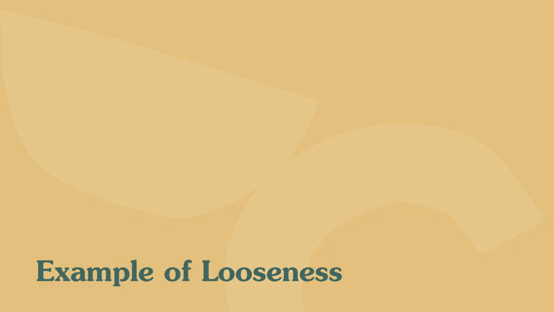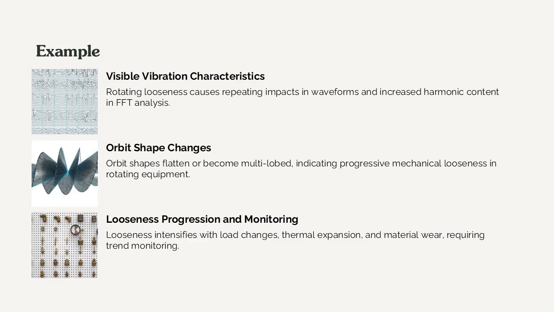Example of looseness. This slide provides a practical example of rotating looseness, describing a real-world scenario such as a pump or motor operating with a worn bearing fit. It walks through the observable vibration characteristics, including repeating impacts in the time waveform, rising harmonic content in the FFT, and orbit shapes that flatten or become multi-lobed.